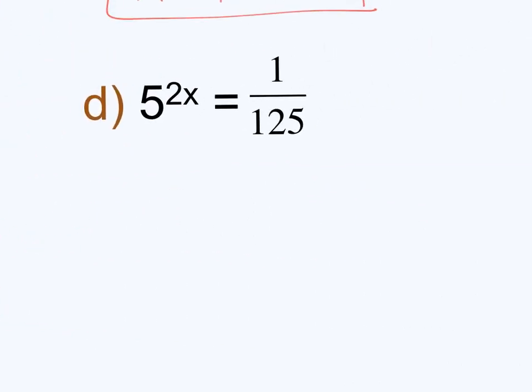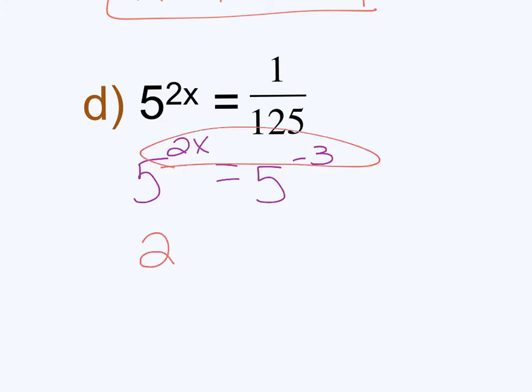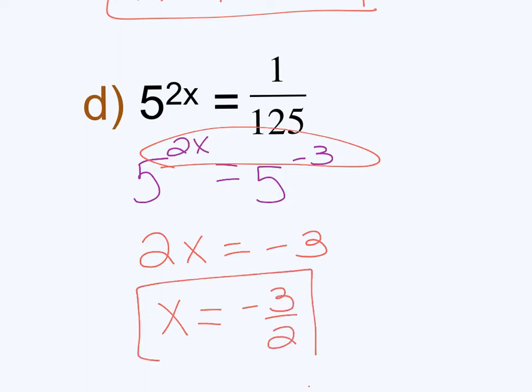Okay, and then D. This time, is there an e involved? No. Is there a way to write both of these as the same bases? Yes. What would I change? Good. 1 over 125 becomes 5 to the negative 3. And then the bases are the same, so I set the exponents equal to each other. 2x equals negative 3, and x equals negative 3 over 2. And again, easy to check. I can plug that back into 5 to the 2x. 2 times negative 3 halves is going to be negative 3, and 5 to the negative 3 is 1 over 125.